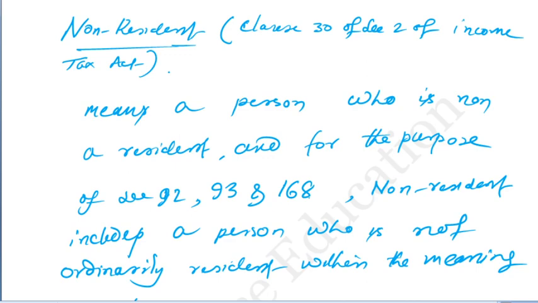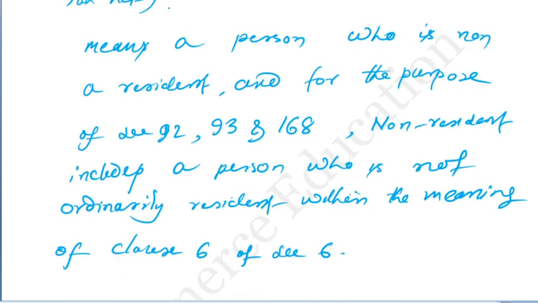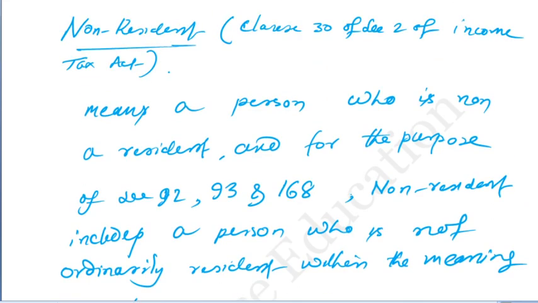So, non-resident means a person who is not resident, and for the purpose of Section 92, 93 and 168, non-resident includes a person who is not ordinarily resident within the meaning of Clause 6 of Section 6. So that's all about non-resident as per Income Tax Act.